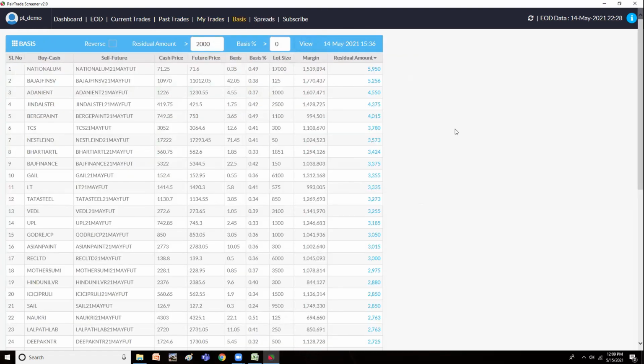Basis is nothing but the price difference between the future and the cash market. For example, National Aluminium in the cash market is quoting at 71.25 and in the futures market is quoting at 71.6. So there is a 35 basis difference in terms of percentage lot size. If you have this kind of margin available in your account, and it is idle, you could simply earn this amount without any risk, because by the end of the expiry, both values will be the same. So you would make so much money.